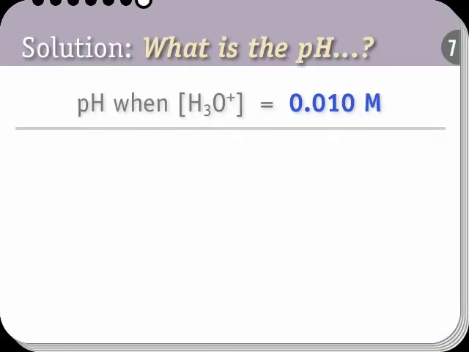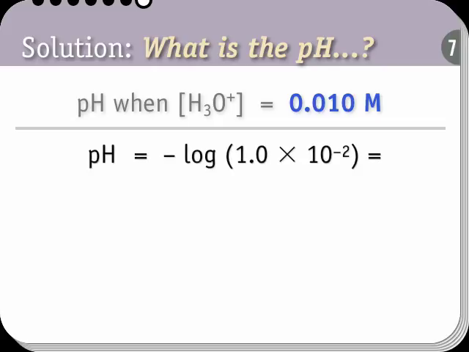Let's find the pH of a solution when the hydronium ion concentration is 0.010 moles per liter. First, let's write the concentration in scientific notation. 0.010 is the same thing as 1.0 times 10 to the minus 2. So the pH is minus the logarithm of 1.0 times 10 to the minus 2.